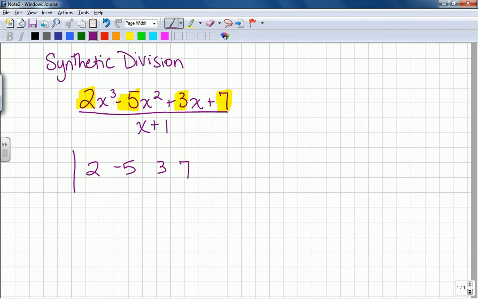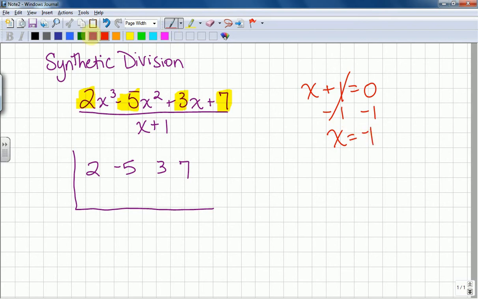And I'm going to set up my synthetic division problem as you see it here. Now this looks a little different than traditional division, but that's okay. I'm going to walk you through it so you can see how this is used. Now, we're dividing by x plus 1, and so I have to put a number out here. But I'm going to actually take this and set it equal to 0 so that we know what number to use. So x plus 1 equals 0. If I subtract 1 from both sides, that will cancel out. And I see that x will equal -1.